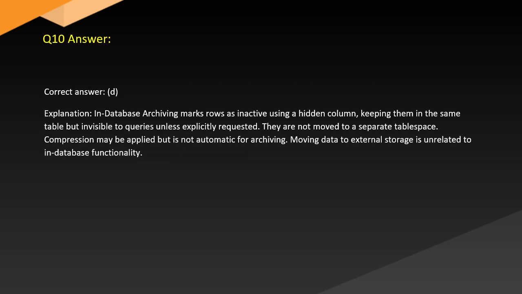Answer. Correct answer: D. Explanation. In-database archiving marks rows as inactive using a hidden column, keeping them in the same table but invisible to queries unless explicitly requested. They are not moved to a separate tablespace. Compression may be applied but is not automatic for archiving. Moving data to external storage is unrelated to in-database archiving.